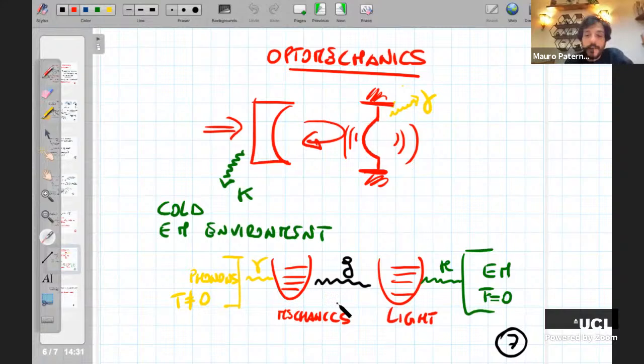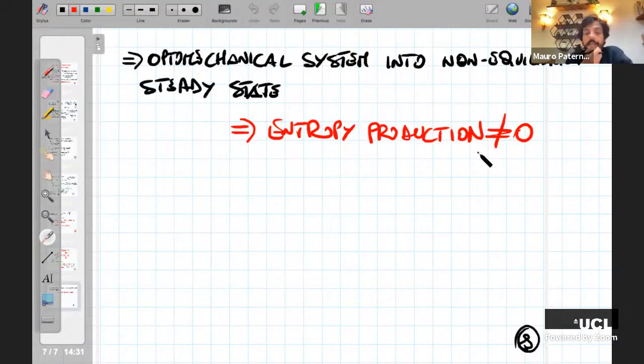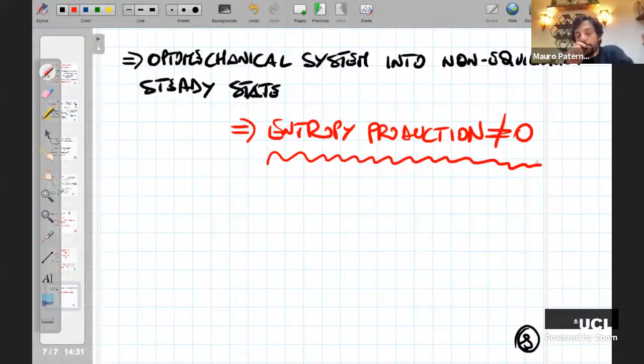And a non-zero temperature environment in contact with my mechanical subsystem induces an exchange of excitations here, and between the two subparties, coherently coupled, so quantum mechanically coupled, that takes the overall system into a non-equilibrium steady state associated with some entropy production. The question is, all that is fine, and I can make it quantitative up to any degree of detail and accuracy, but is it relevant?